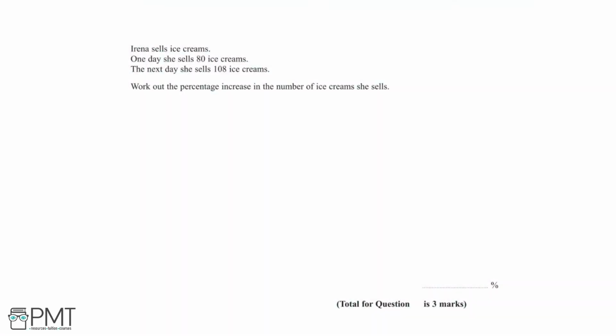In this question, we're told that Irina sells ice creams. One day, she sells 80 ice creams, and the next day, she sells 108 ice creams. We need to work out the percentage increase in the number of ice creams she sells. Let's start by writing down how we find a percentage increase. To find a percentage increase between two quantities, we'll do the difference divided by the original, all multiplied by 100. The original number of ice creams is equal to 80.